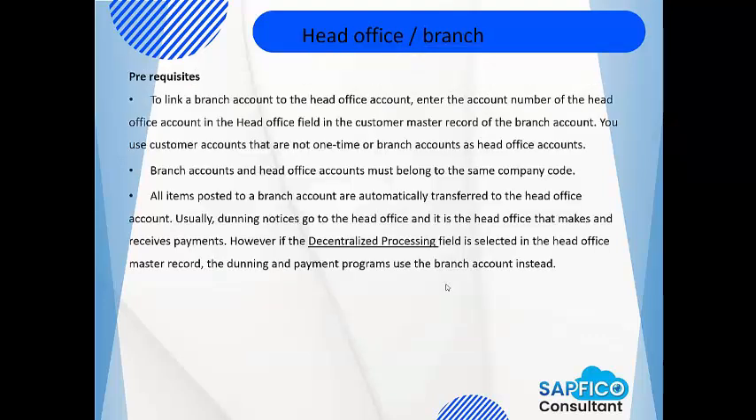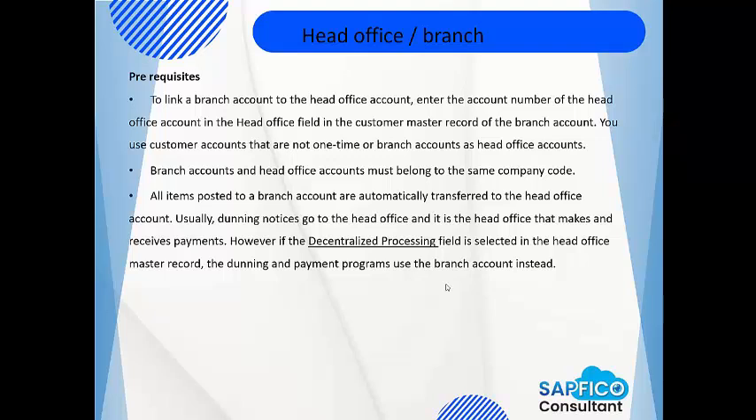To link a branch account to the head office account, enter the account number of the head office account in the head office field in the customer master record of the branch account. You use customer accounts that are not one-time or branch accounts as the head office account. The branch account and head office account must belong to the same company code. That's important: branch and head office should belong to the same company code.